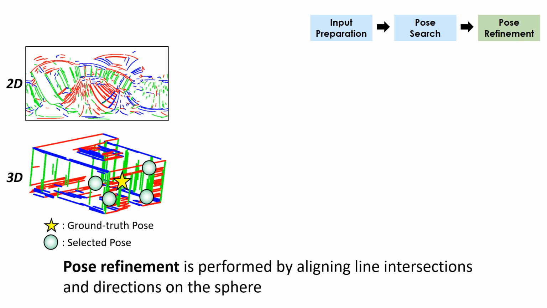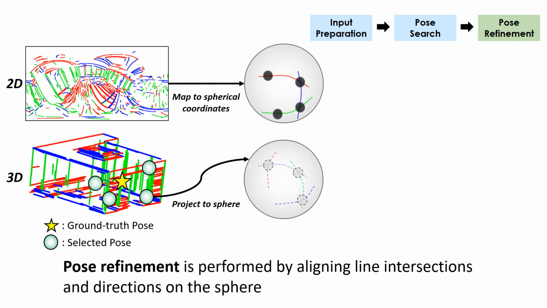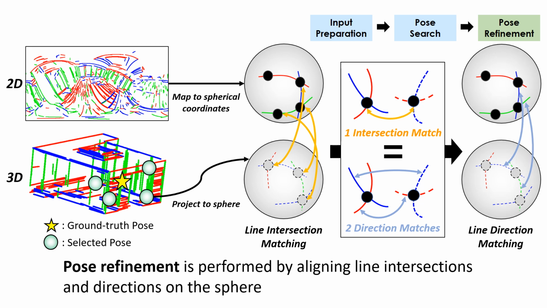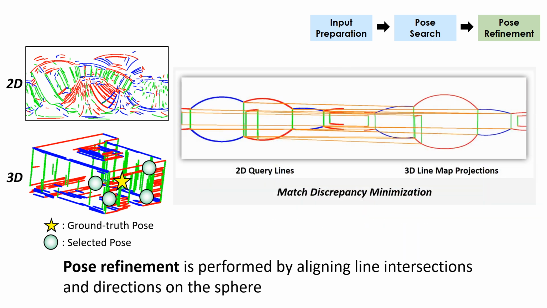The last step, pose refinement, initiates by projecting 2D, 3D lines on the sphere. We then establish line intersection matches from nearest neighbor association. To prevent outliers, we allow matching only for intersections coming from the same set of line direction types. Under such conditions, each intersection match leads to 2 line direction matches. Subsequently, we perform pose refinement by minimizing the discrepancies between the matched line intersections and directions.